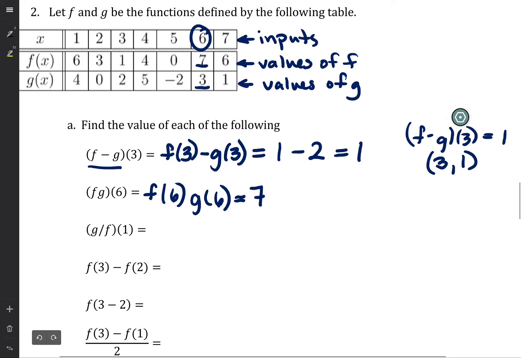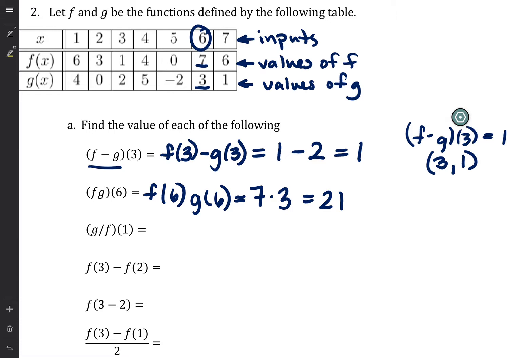g of 6 is 3. So I have 7 times 3, which is 21. Again, the answer to that question is just 21. But what that does tell me is that the point (6, 21) is on the graph of fg.